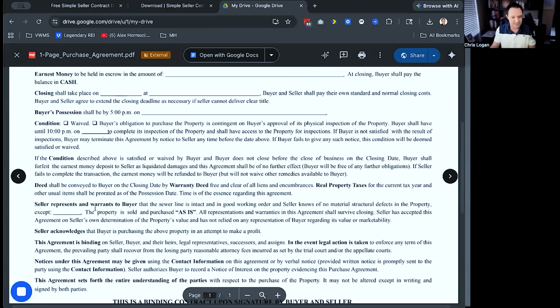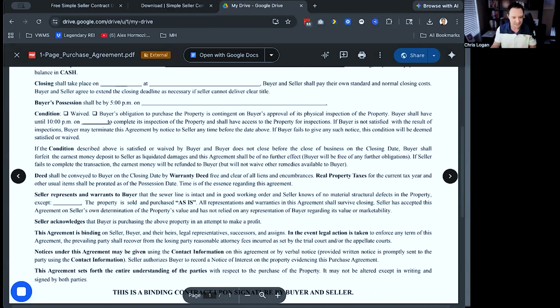Now, seller represents the buyer. Let's go to the profit disclosure. Seller acknowledges that buyer is purchasing the above property in an attempt to make a profit. This states that the seller understands you're buying the property to make money. This protects you. Transparency builds confidence and prevents future misunderstandings, right?